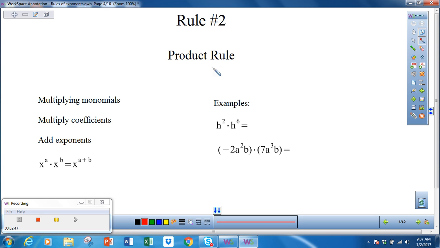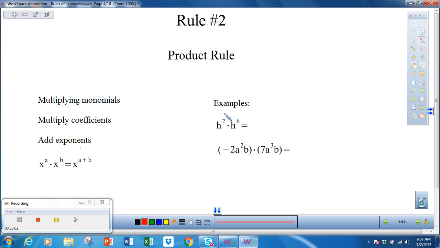The second rule is the product rule. Product, remember, means multiply. So here we're multiplying monomials. You can multiply anything. They do not have to be like terms. So we want to multiply the coefficients and add the exponents when we multiply. In your notes, in that second column where it has x to the a times x to the b, you want to write that as x to the a plus b because you add the exponents.